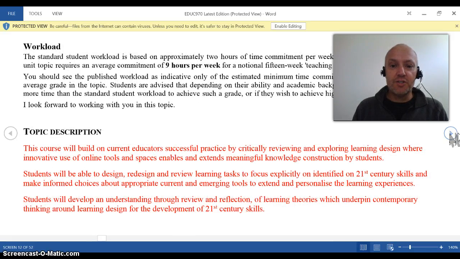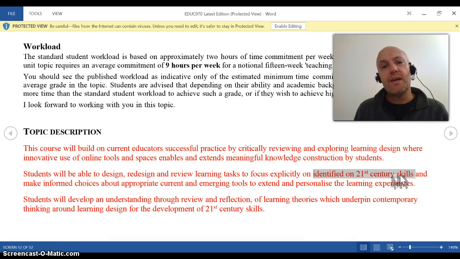Okay, let's flick along. The topic description, let's remind ourselves, is going to build upon your current successful practice, and I see examples of that in your fantastic flipped classrooms. You're going to engage in reviewing and exploring learning design where you and the students use online tools and spaces to extend knowledge construction. So that's how the course is designed. You're going to be asked to design, redesign and review learning tasks, and you did that just recently when you adapted the Great Train Internet task to shift its score in skilled use of ICT or knowledge construction. We've got to focus on these mysterious 21st century skills, and I think we've made that clear link between knowledge construction, skilled ICT use, and the general capabilities of creative and critical thinking, problem solving, and the ICT capability.